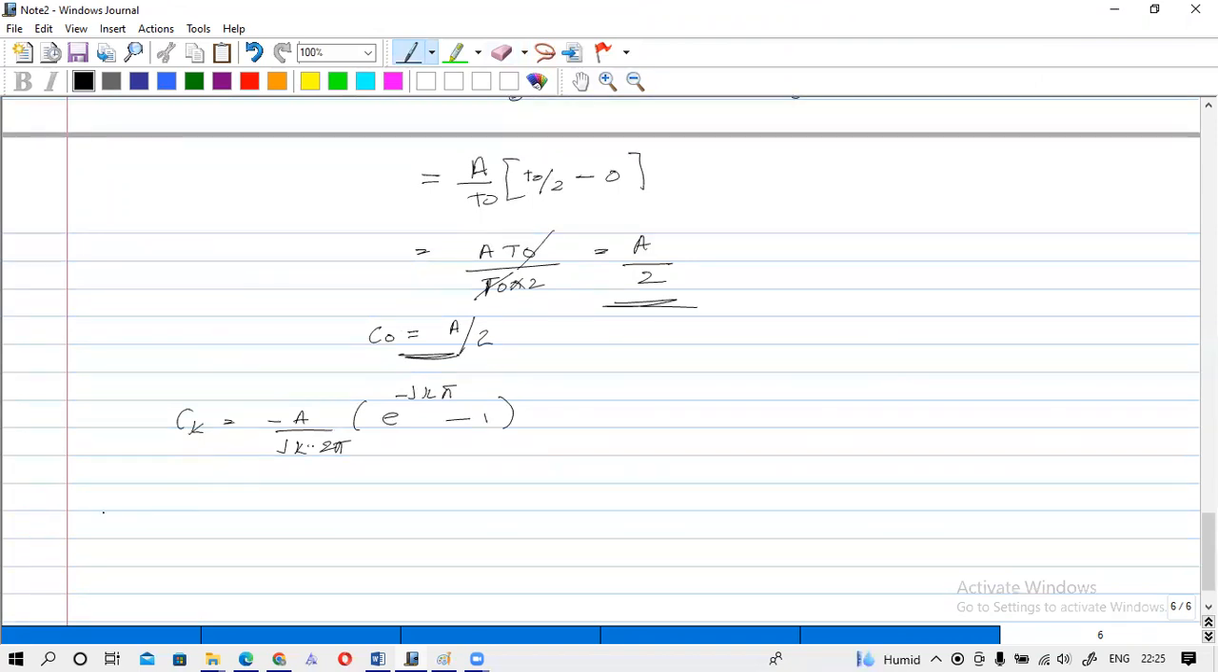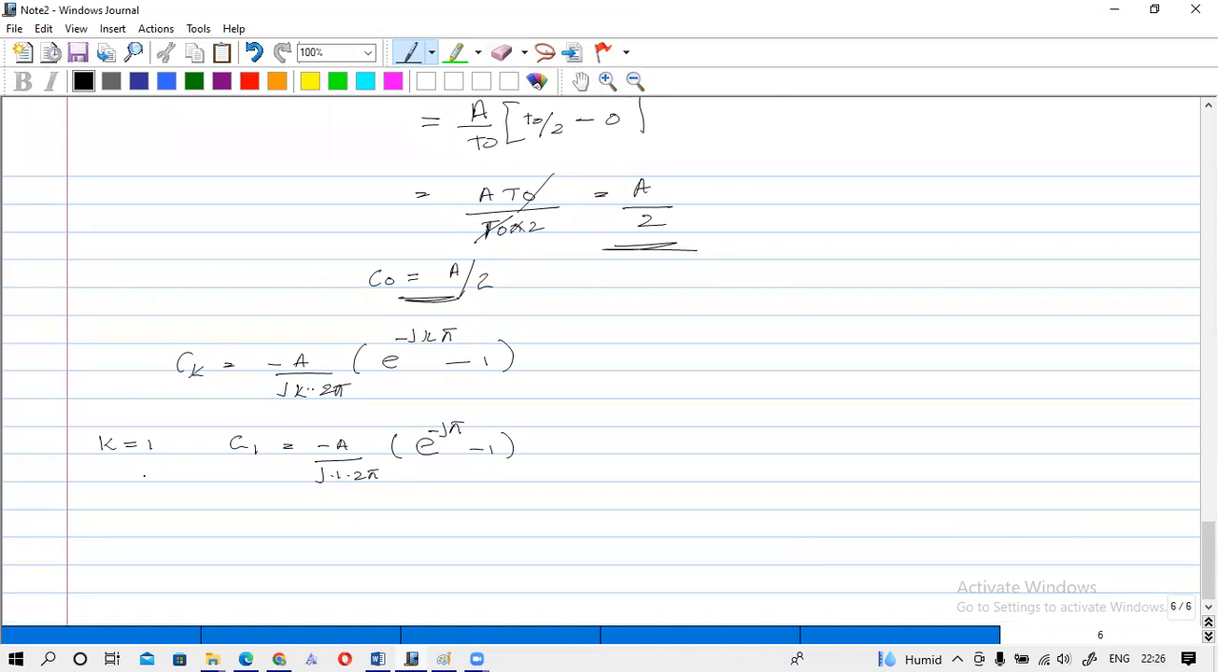So you have Ck, then you can find it for k equal to 1. That is C1. You will get minus A over j 2 pi, times e to the power minus j pi, minus 1. So this is C1. And you can also find the other first harmonic component when k is equal to minus 1. So it is C minus 1, equal to minus A over j minus 1 times 2 pi, times e to the power minus j minus 1 pi, minus 1. So these are the first harmonic coefficients.